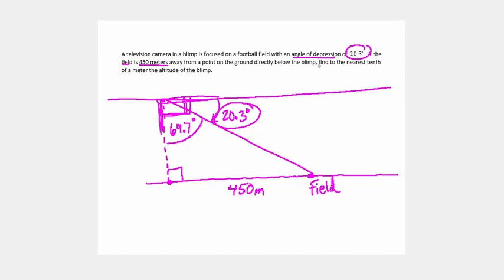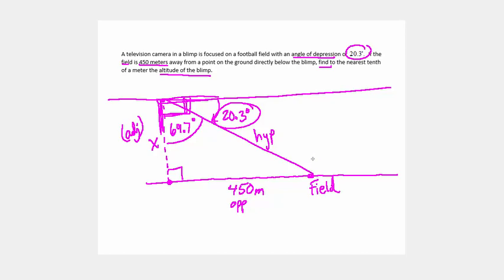The question was to find the altitude of the blimp, to the nearest tenth of a meter. Okay, fine. Altitude means height of the blimp. Well, that would be the distance from the ground all the way up to it, which I'll label as this vertical side of our triangle, x. If my angle that's labeled is 69.7 in this top left corner, then that x side would be the adjacent side of the triangle, and 450 would be the opposite side. Of course, the hypotenuse is the line of sight from the camera down to the field, but we don't actually know that side length at all, and we don't actually need it.